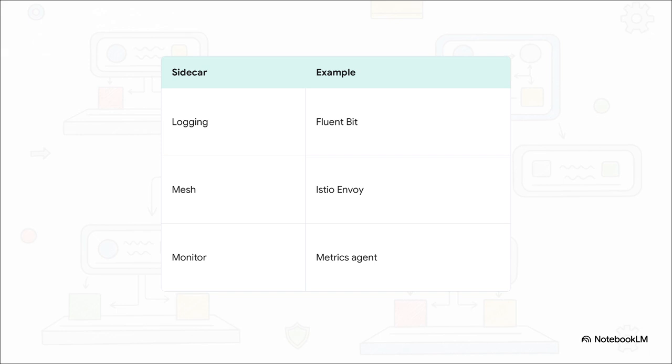Because these sidecars run inside the exact same pod as your primary app, they share that network namespace we talked about, so they can talk to each other seamlessly right over localhost. They operate as one single cohesive unit.